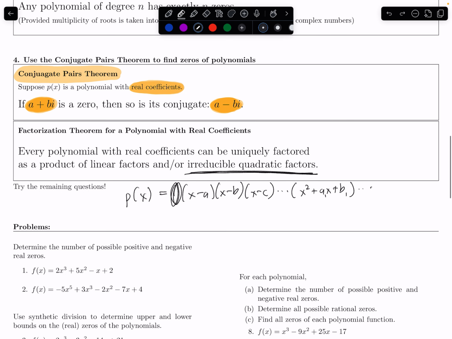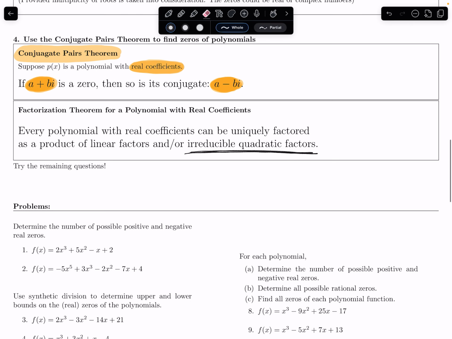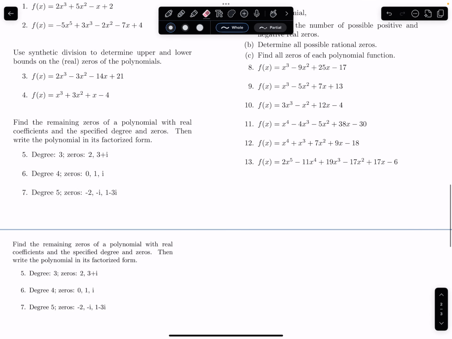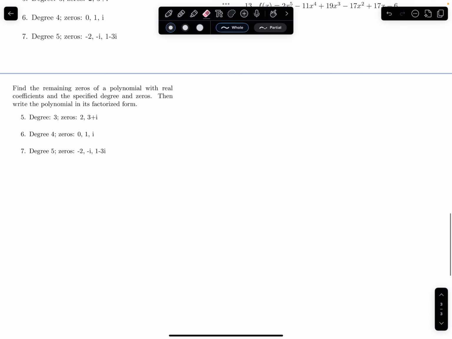Okay, so that's a pretty powerful thing. It means I can factorize any polynomial down to only linear terms and maybe, if necessary, some quadratic terms. Okay, let's get started with the next 3 questions. We're going to do 5, 6, 7. And then in the last video, we'll work on the remaining questions.